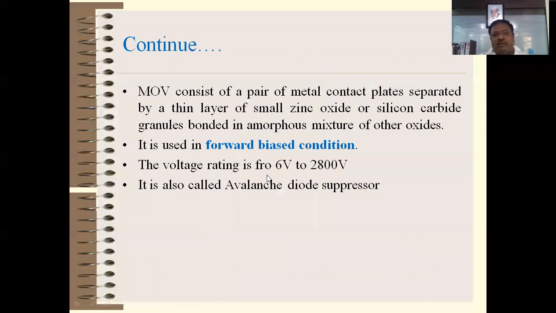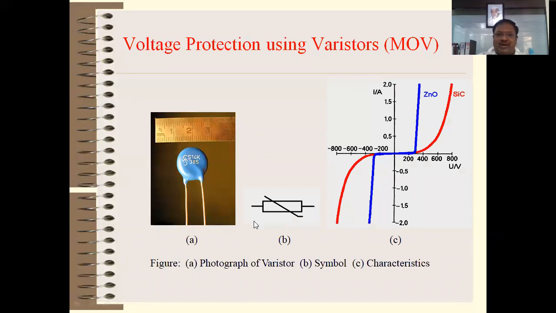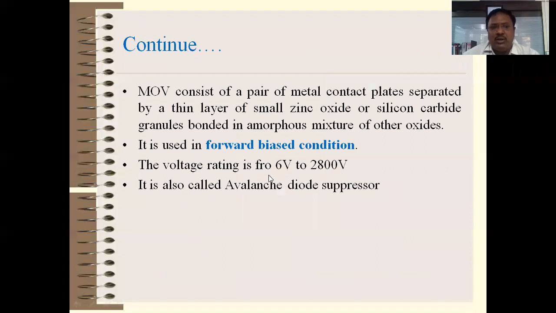The voltage rating is from 6 volt to 2800 volt. In this particular characteristic, the varistor is used up to only 300 volt, right? But varistors are available in the market which can be used up to 2800 volt, right? So that much voltage rating is available in the market. If you see the Zener diode, that can be used below 6 volt, and the avalanche diode can be used up to 600 volt. But this MOV can be used up to 2800 volt.